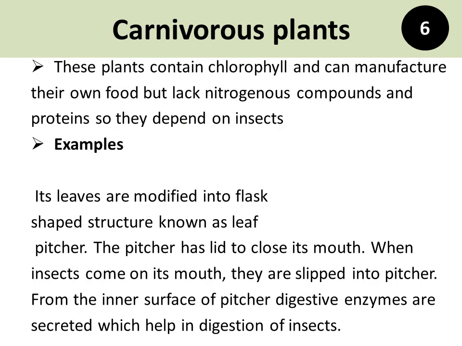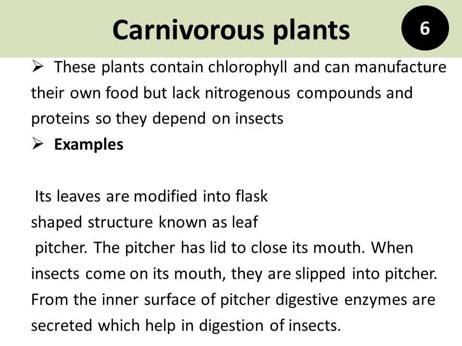Students, now I am going to discuss with you the third category of heterotrophic plants, which are known as carnivorous plants. These plants contain chlorophyll and they are capable of preparing their own food. Students, but the problem with them is that they lack nitrogenous compounds and protein. So to compensate for that, they have to depend on insects. Now let us take different examples.